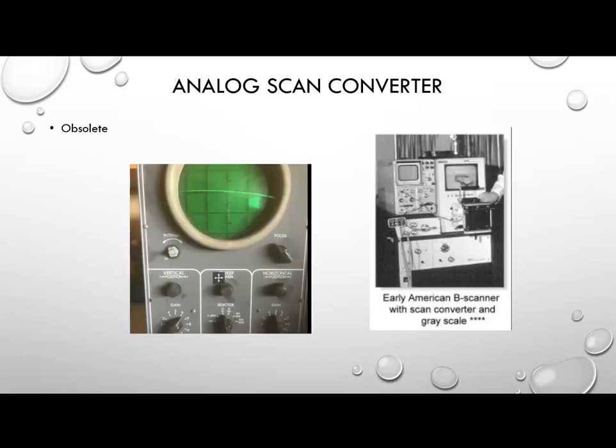Here is an image of an oscilloscope with a tracing across the middle here. So this is an example of an analog scan converter. The signal would come into it and it would be placed on a grid. And you can do this with grayscale, though this oscilloscope here is not a grayscale scan converter.